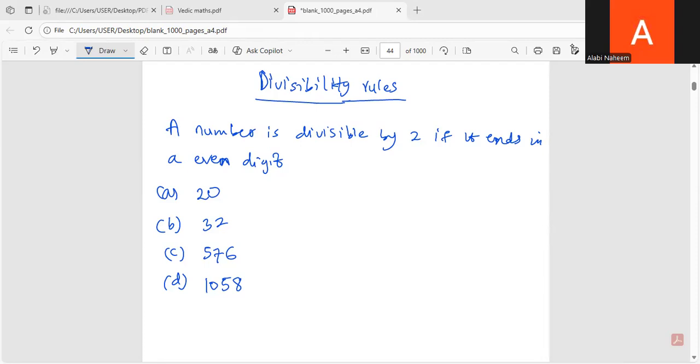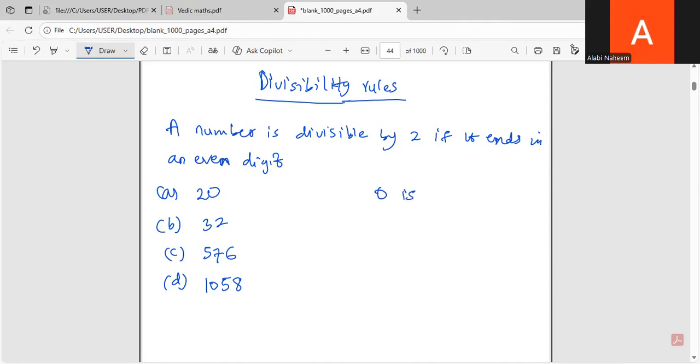The rule for 2 is that a number is divisible by 2 if it ends in an even digit. This one says that if the number we want to divide by 2 ends in an even digit, then the number is divisible by 2. That's as simple as that. And note that 0 is an even number. So when a number ends in 0, we can say it ends in an even number.